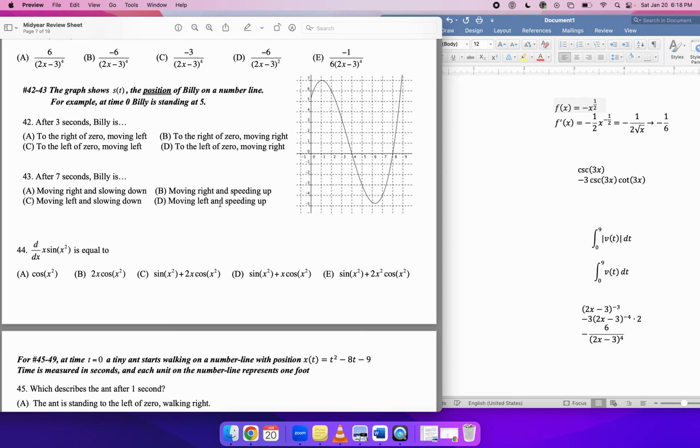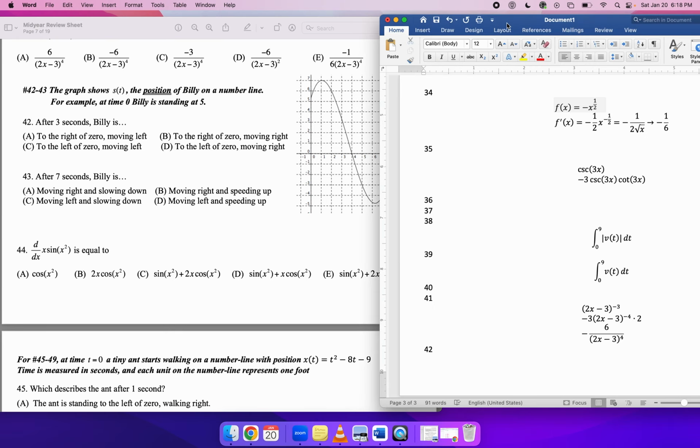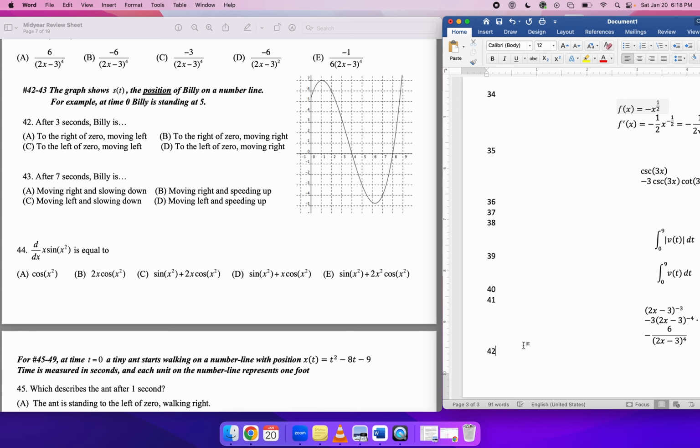42. Here's a graph of Billy doing stuff. What is this? Oh, the position function. I don't know why they call it S of t. That's kind of weird. But okay, this is a graph of position. After 3 seconds, Billy is doing what? Where is he and in which direction is he moving?